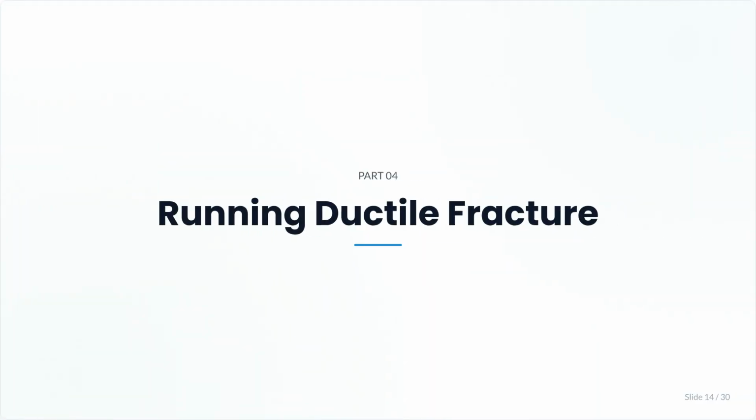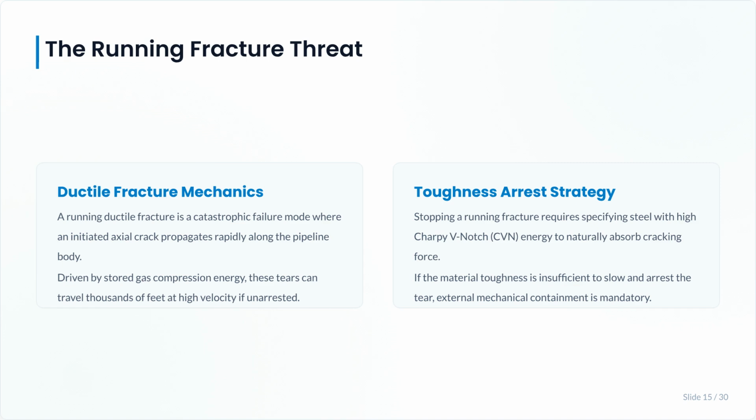In Part 4, we address the critical challenge of running ductile fractures in pipeline systems. A running ductile fracture is a major threat. Because gas compression stores significant energy, a crack can travel rapidly. Strategies such as specifying high-toughness steel are necessary to arrest these fractures.